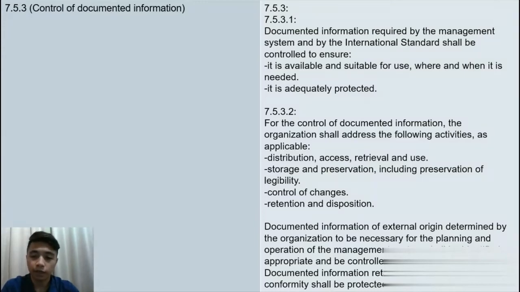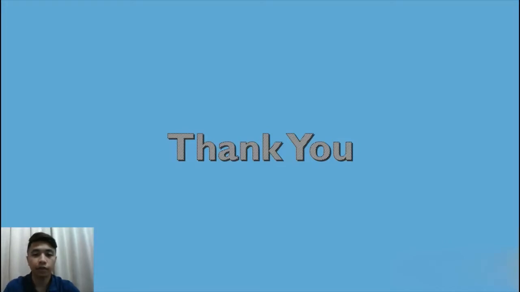Documented information of external origin determined by the organization to be necessary for the planning and operation of the management system shall be identified as appropriate and be controlled. Documented information retained as evidence of conformity shall be protected from unintended alteration. That's all from clause 7, and that's all from me.